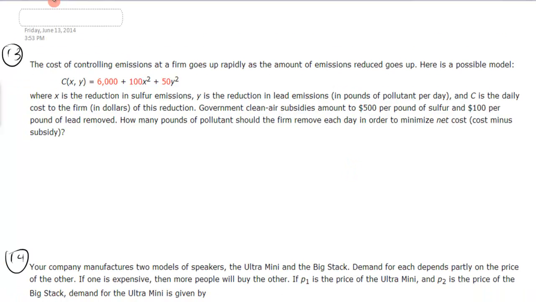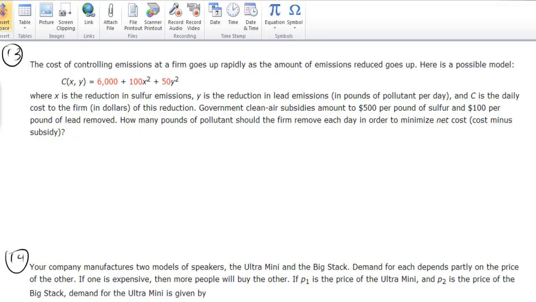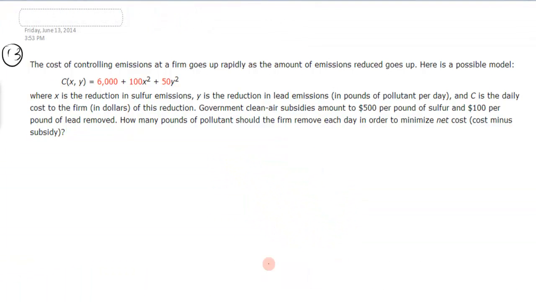What I do want to walk you through is maybe why you're struggling. So first things first. This problem, you have to read it, okay? And you have to say, all right, what is this equation talking about? It's the cost of controlling emissions at a firm, and the cost goes up rapidly as the amount of emissions goes up. So here's a possible model.